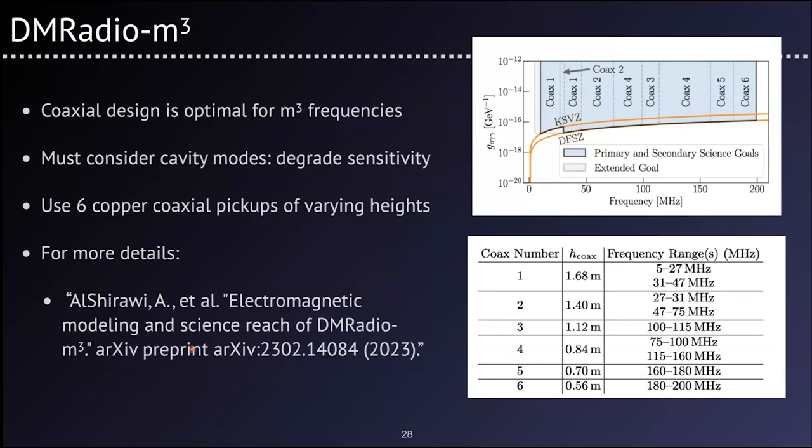And so if you're interested in our recent study on this, you can look at this paper that was recently published by Al Sharari. It is called Electromagnetic Modeling and Science Reach of DMRadio Meter Cubed. It's on the arXiv. And this explains the various coaxes that we use and how we change those out to achieve the desired sensitivity.